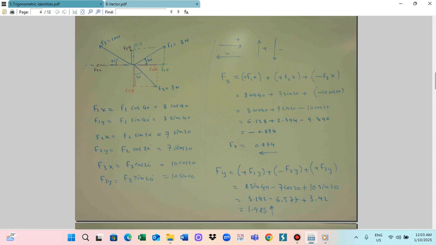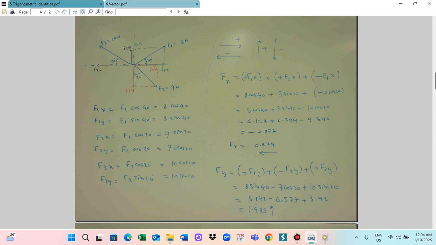So you can say that 6.128 plus 2.394 minus 9.396. So this is a negative 0.874. This means that the force goes to the left side. So FH is equal to 0.874 going to the left side.